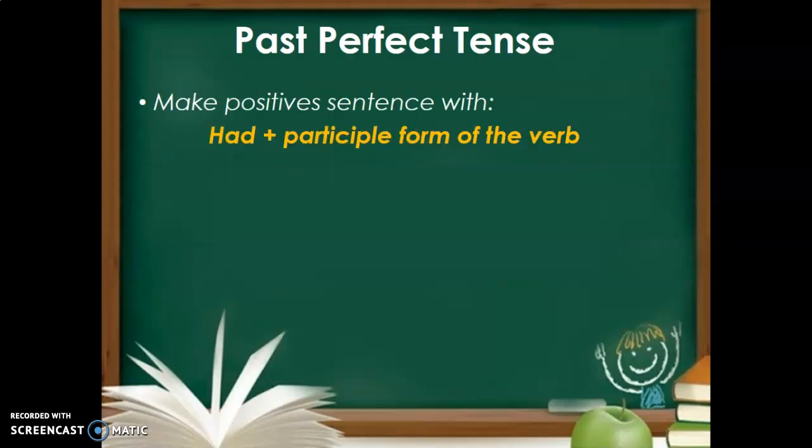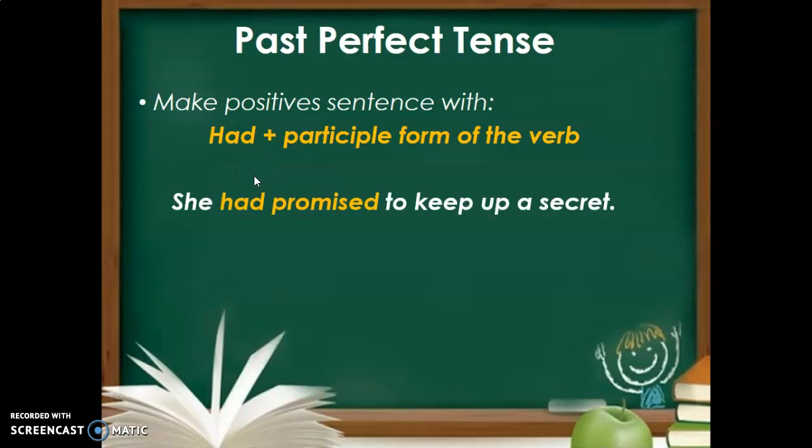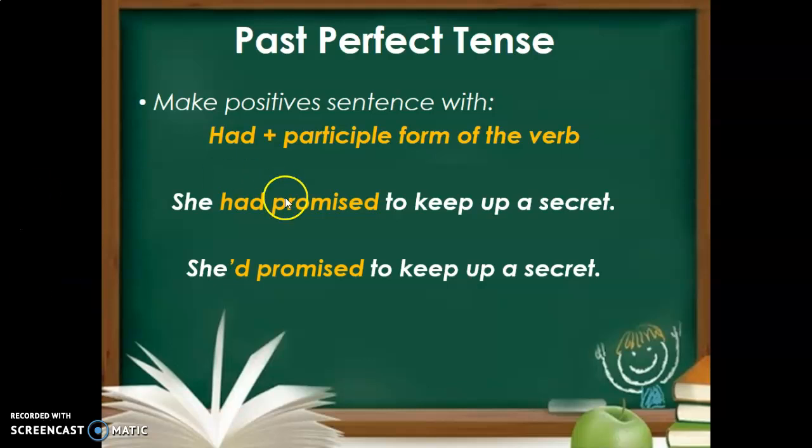How do we make positive sentences with the past perfect tense? We use had plus the past participle form of the verb. So here it is very important for you to know that for the present perfect tense we use has and have, and for the past perfect tense we use had, which is the past form of the verb have, right? For example, she had promised to keep it a secret, and the contraction form will be she'd promised to keep a secret. This is the way we make the contractions.